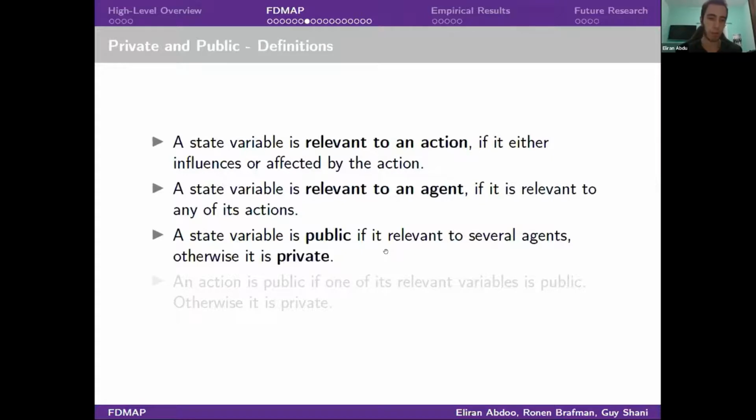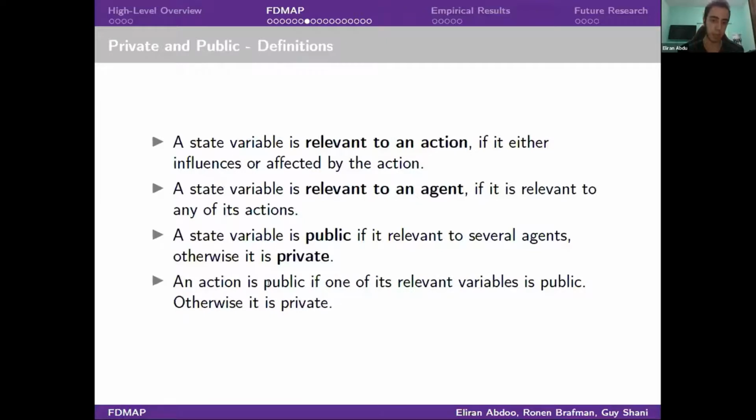Finally, given these relations between them, we say that a state variable is public if it is relevant to several agents. Otherwise, it is private. So we have a variable. It can be relevant to two agents, then it will be public, for example, a box location. Or differently, we can look at an agent's location, which is relevant only to its own agent. So it becomes private since it's not relevant to the other agent.